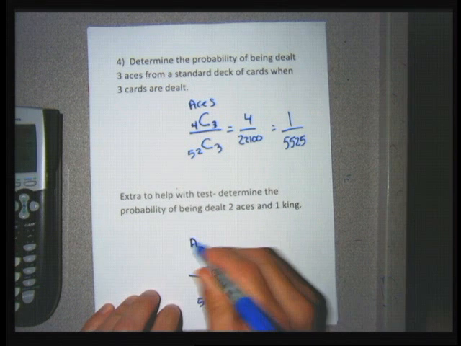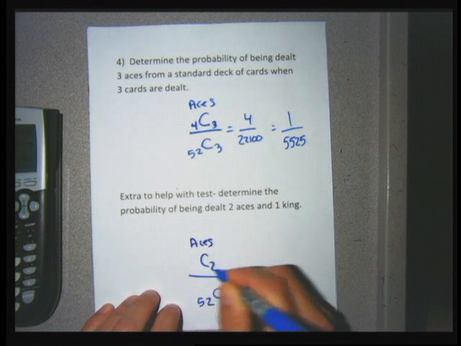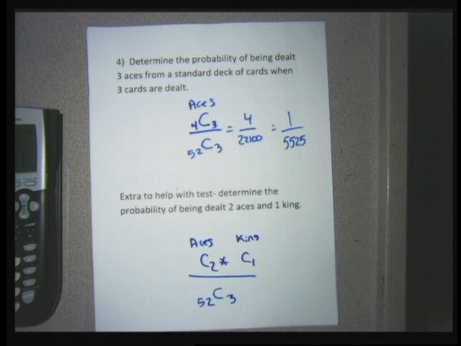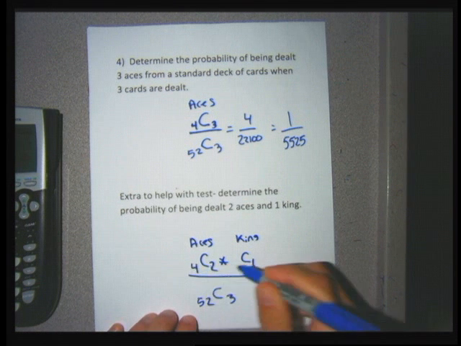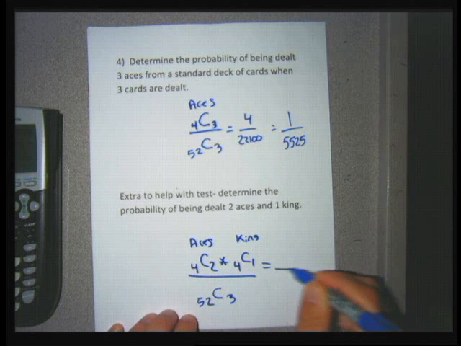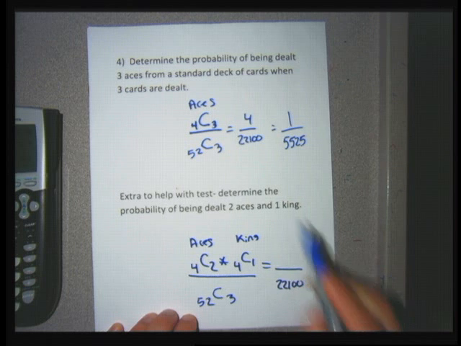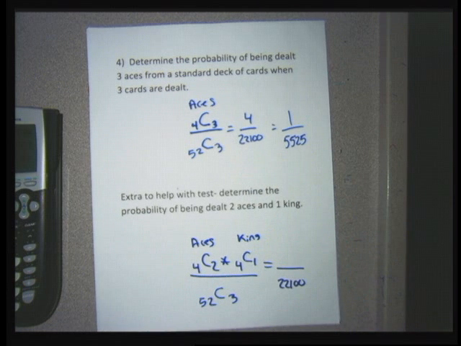The numerator, this particular problem says I want to have 2 aces and 1 king. So because I want 2 different cards as opposed to just 1 card, I make 2 combinations in the numerator. To the right of the aces, I put a 2 because I want 2 aces. To the right of the king, I put 1 because I want 1 king. To the left of each of the C's, I put the number of that kind of card in the deck. And because there's 4 aces in a deck and 4 kings in a deck, to the left of each C, I put a 4.